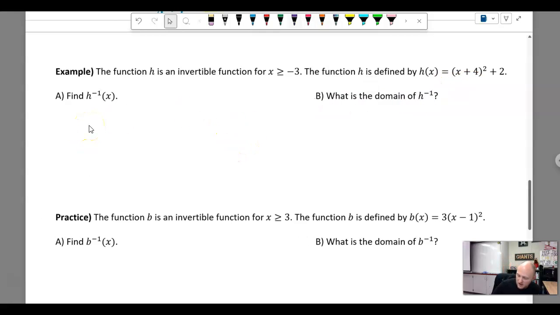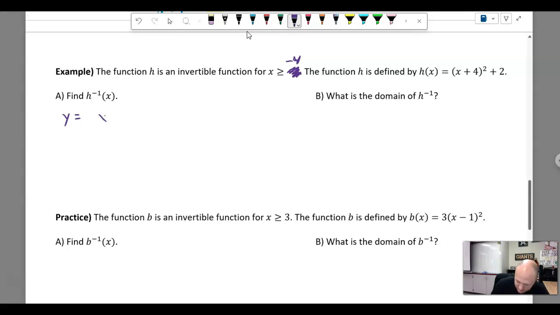Usually this would be x greater than or equal to negative 4. Let's change it to negative 4. Please make that adjustment if you're taking notes. And then let's go ahead and find our inverse.